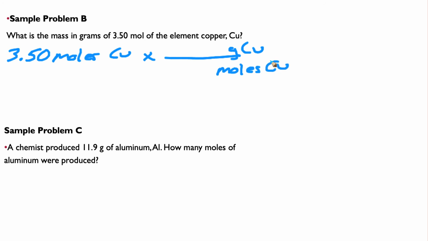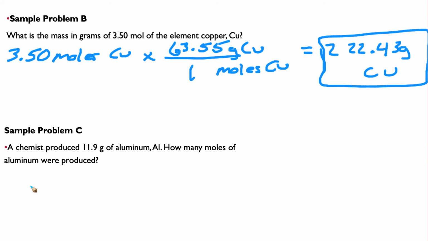Now, for right now, anytime we do a mole to gram, gram to mole, anything with mole conversions, when we're using our conversion factor, the only number that goes with the mole is the number 1 for right now. So we'll have 1 mole here. And the atomic mass of copper, Cu, on the periodic table is 63.55, so we'll put that up here. Now we put that in our calculator, 3.50 times 63.55, and we get 222.43 grams of Cu.